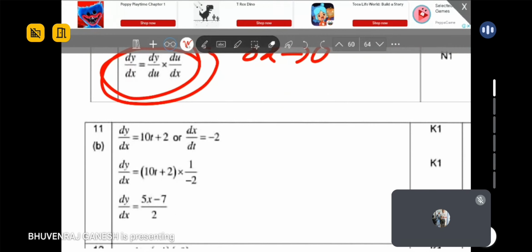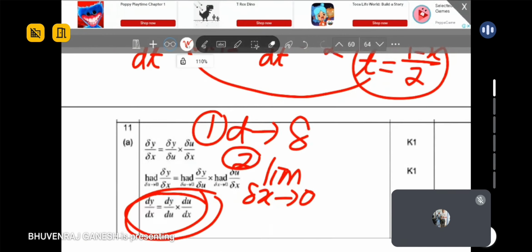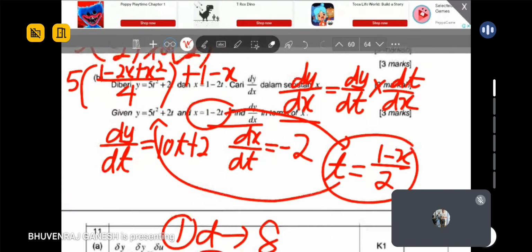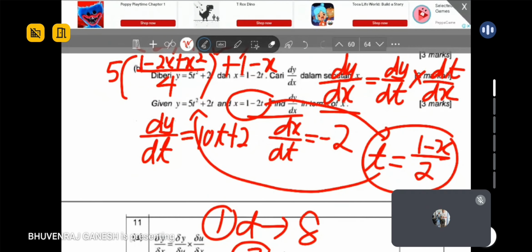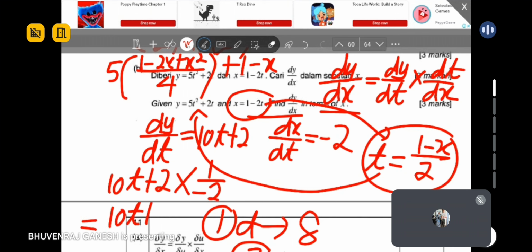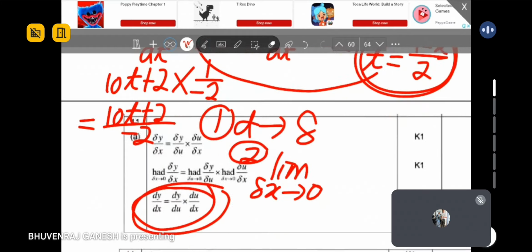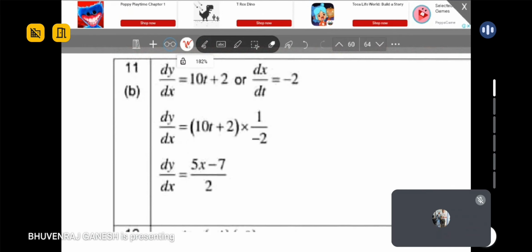Boleh dapat? Or the second step is, kamu buat macam ni kan tadi. So you cari dy dx dulu. Okay, so dy dx equal to dy over dt times dt over dx. So dt over dx adalah 1 over negatif 2. So your answer is 10t plus 2 over negatif 2. So t kamu ganti dengan yang ni dalam x. So kamu ganti t ni dengan 1 tolak x over 2. Then kamu akan dapat jawapan yang ni. Okay? Are you clear guys?